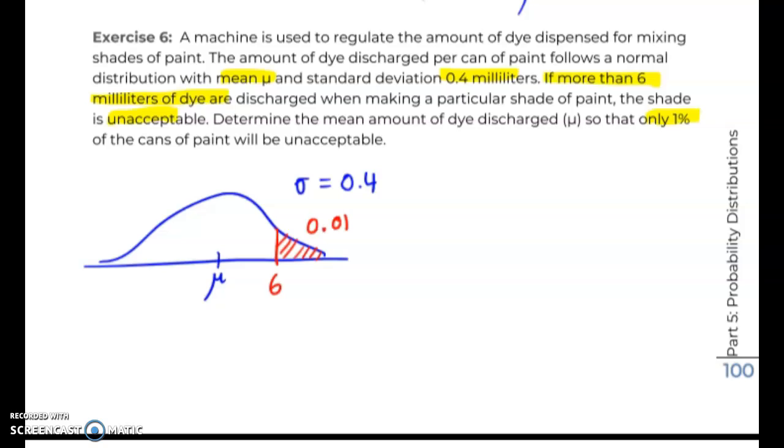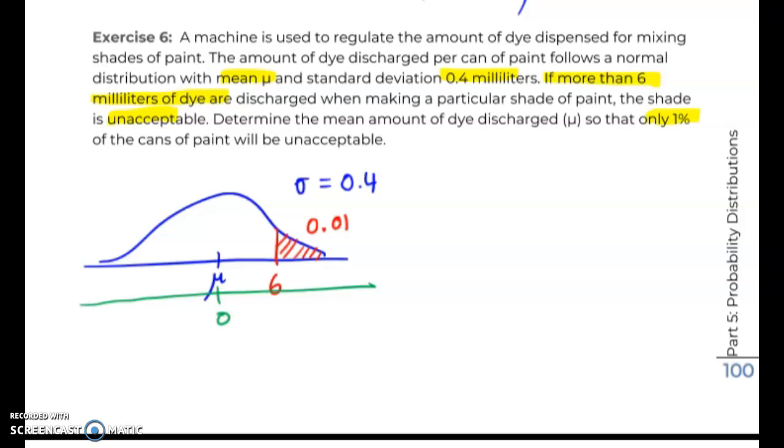So again, this is definitely a hard question because we have to first understand the context of the question. We don't know the mean, we do know the standard deviation. We said if more than 6 milliliters are discharged, then it's unacceptable, and we only want 1% of it to be unacceptable. So again, we would go through the process of first finding our z-score, looking at our standard normal distribution with an upper tail probability of 0.01.